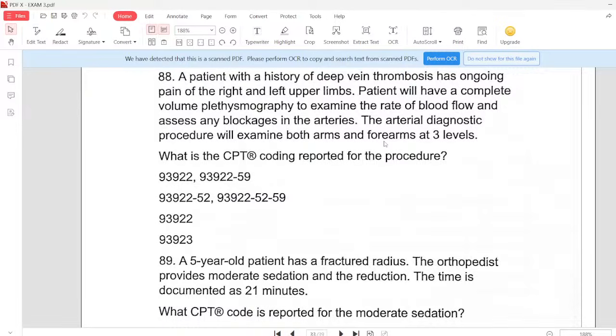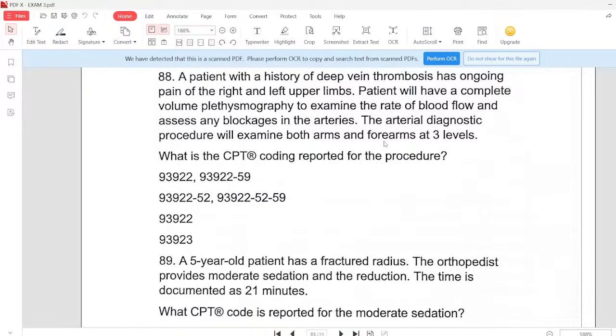93923. The code is for complete bilateral non-invasive physiologic studies of upper or lower extremity arteries, three or more levels. So it's a big paragraph. The main specialty is that this code is for three levels. Three or more levels you can code 93923. So in our question, how many levels are mentioned? Three levels. The arterial diagnostic procedure will examine both arms and forearms at the three levels.